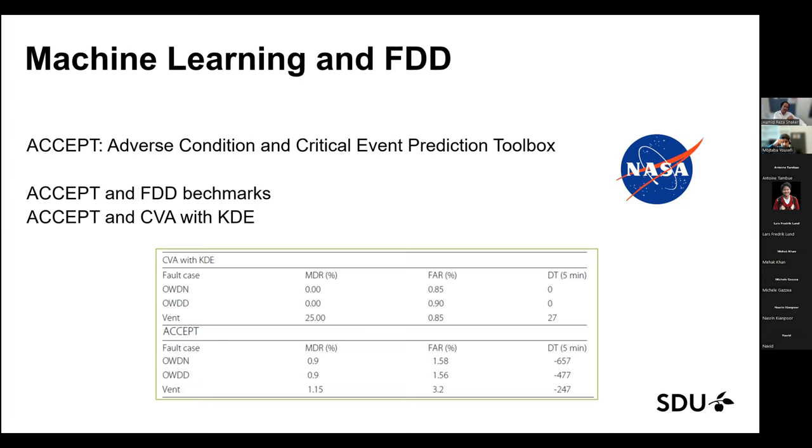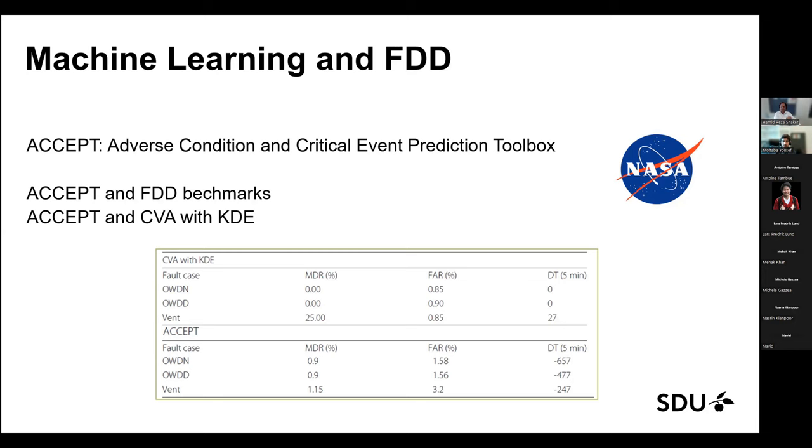Here are the results. Actually, we showed that it is possible to predict the fault before it happens in buildings, at least for the building OU44 that I showed you, which is actually our living lab. So we have a lot of sensors over there, and we are monitoring the building quite well. So we compared our result with CVA and with KDA, and our result shows that, yes, with a bit of extra false alarm rate and misdetection rate, we can actually predict rather than detect.